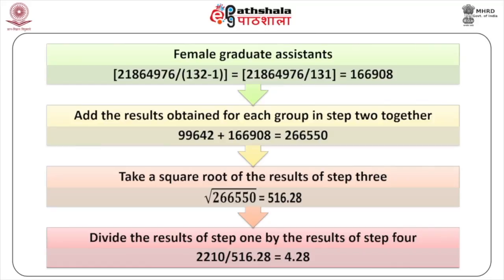Now take the square root of the results of step 3, that is the square root of 266550, which is 516.28. And the last step is to divide the results of step 1 by the results of step 4, that is 2210 divided by 516.28, which comes out to be 4.28.